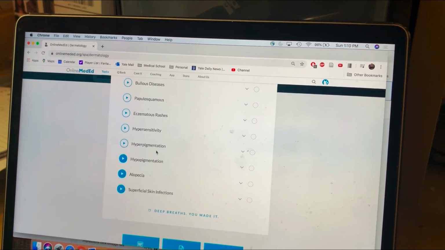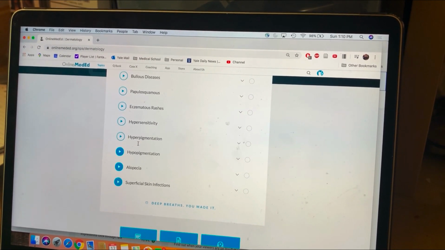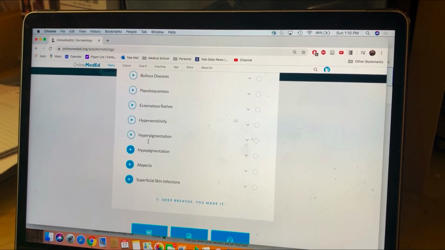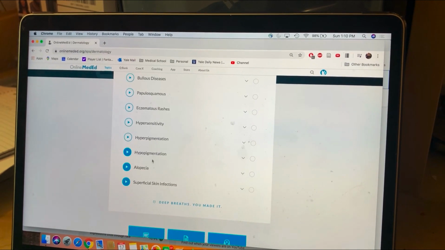Once I finish all of these, I will probably review the Anki cards I made for them, and then maybe move on to doing some UWorld questions. We'll see where it all goes, but today I did want to review Online MedEd.